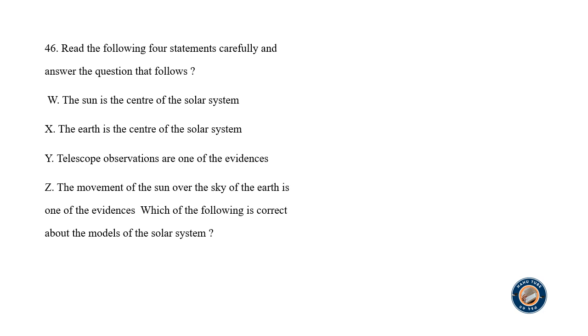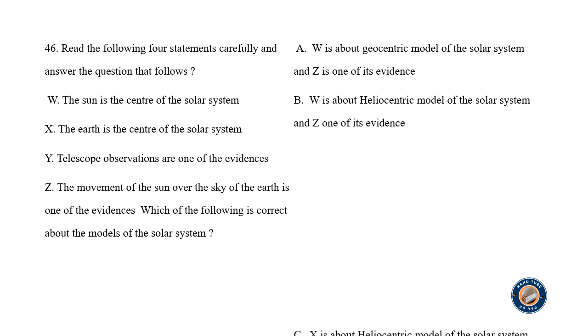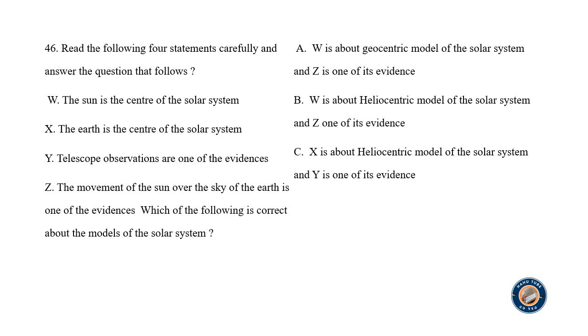So, which of the following is correct about the models of the solar system? A. W is about geocentric model of the solar system and Z is one of its evidence. B. W is about heliocentric model of the solar system and Z is one of its evidence. C. X is about heliocentric model of the solar system and Y is one of its evidence. D. X is about geocentric model of the solar system and Y is one of its evidence.